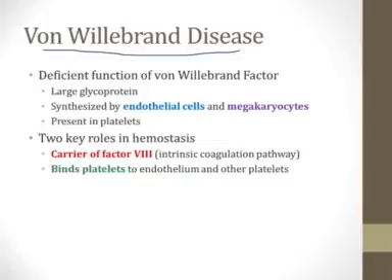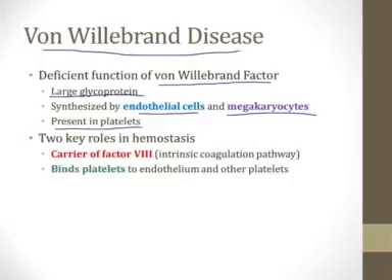This disorder affects platelet function as well as the coagulation cascade. As the name implies, this disorder involves deficient function of von Willebrand factor, which, by way of review, is a large glycoprotein. It's synthesized in endothelial cells and megakaryocytes and found in platelets, and it has two important roles in hemostasis. First of all, it is a carrier of factor VIII, which is part of the intrinsic coagulation cascade.